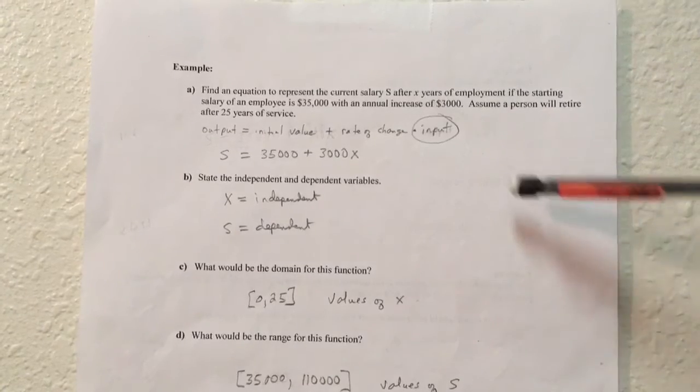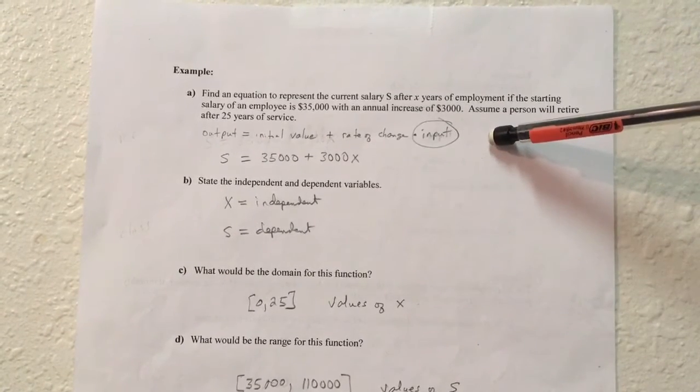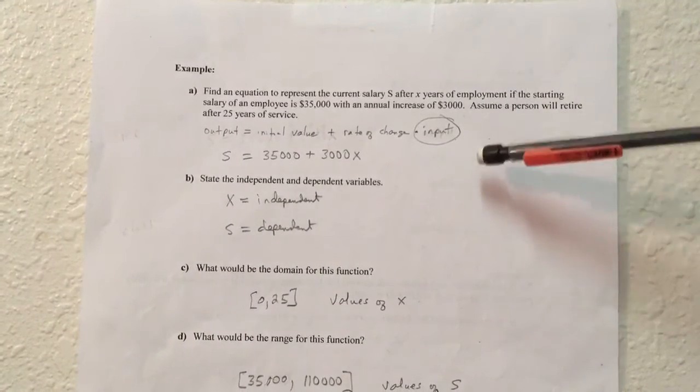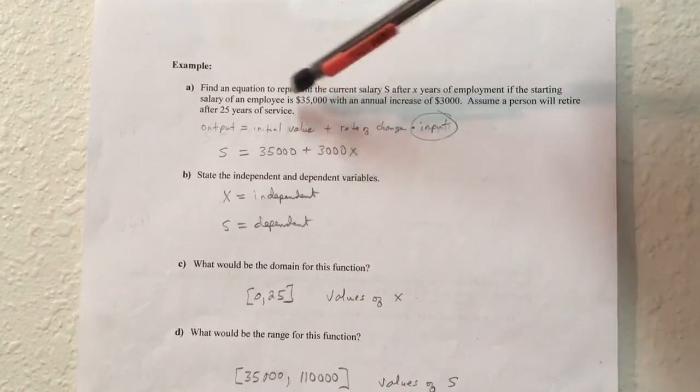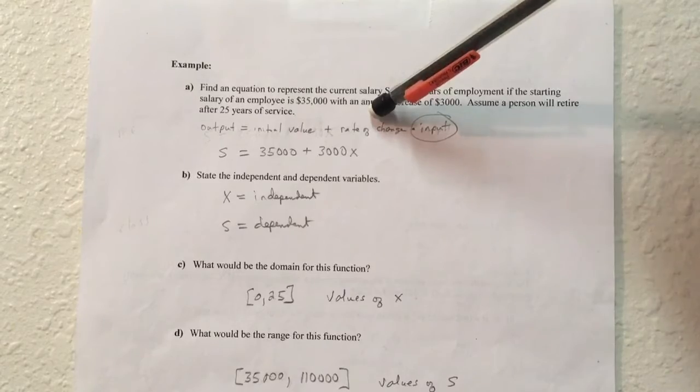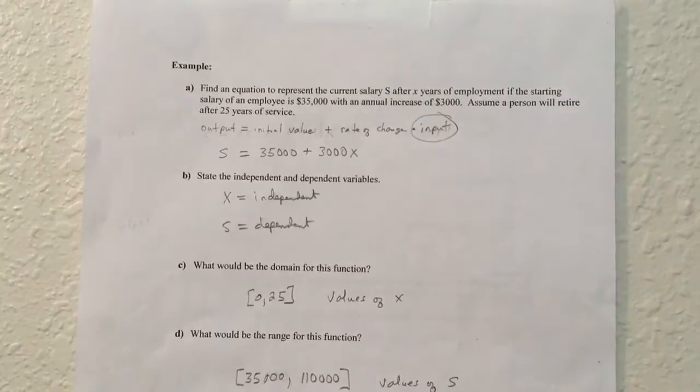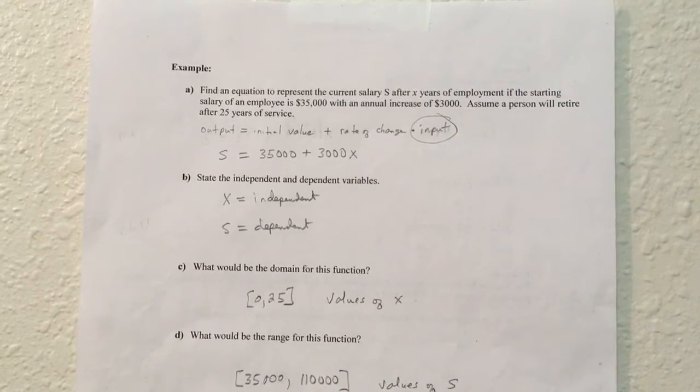Well, the linear form of a function in words can be written as output is equal to the initial value plus rate of change times input. Right? We learned this earlier on a previous page.